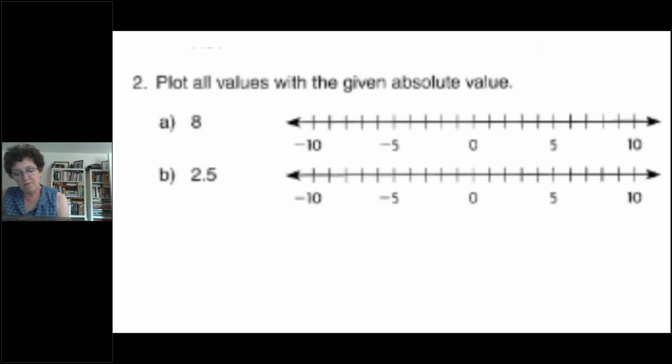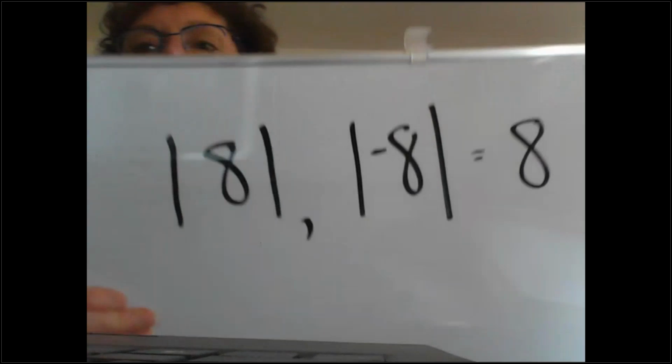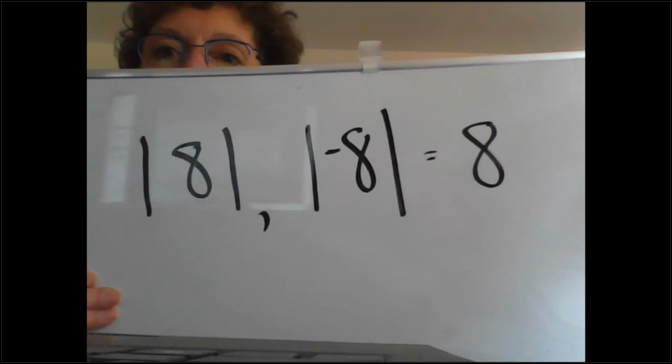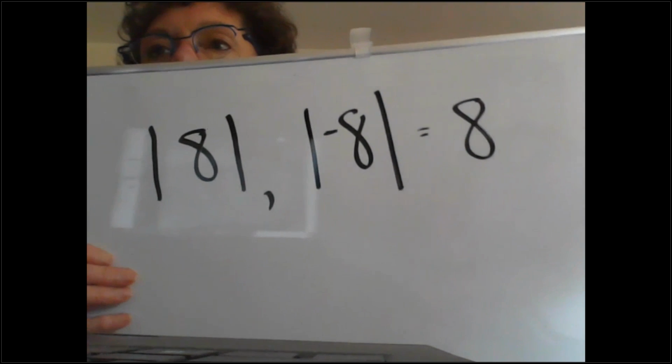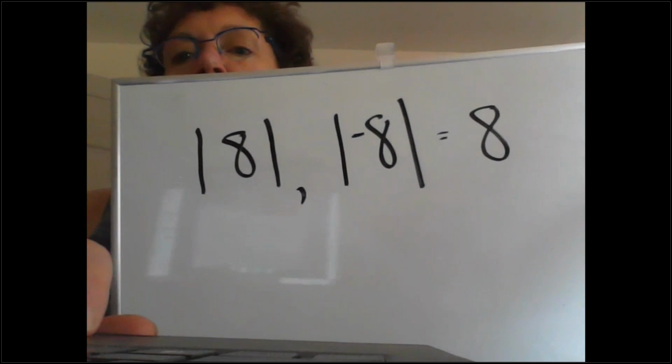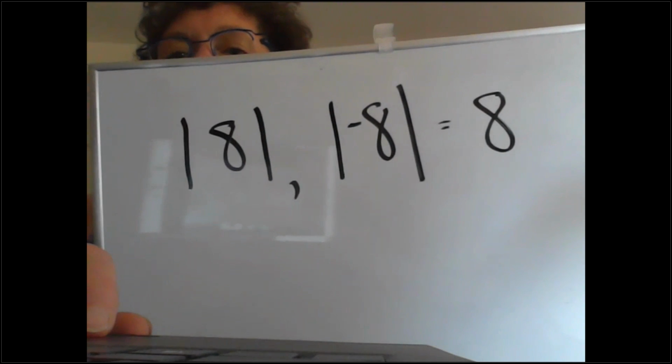And if I had the absolute value of positive 8, I know that would be 8. But also, if I have the absolute value of negative 8, that would also be 8. So the absolute value of positive 8 and the absolute value of negative 8 are both equal to positive 8. And that's what this question is asking me. What are the numbers that would have the absolute value of 8? Positive 8 and negative 8.